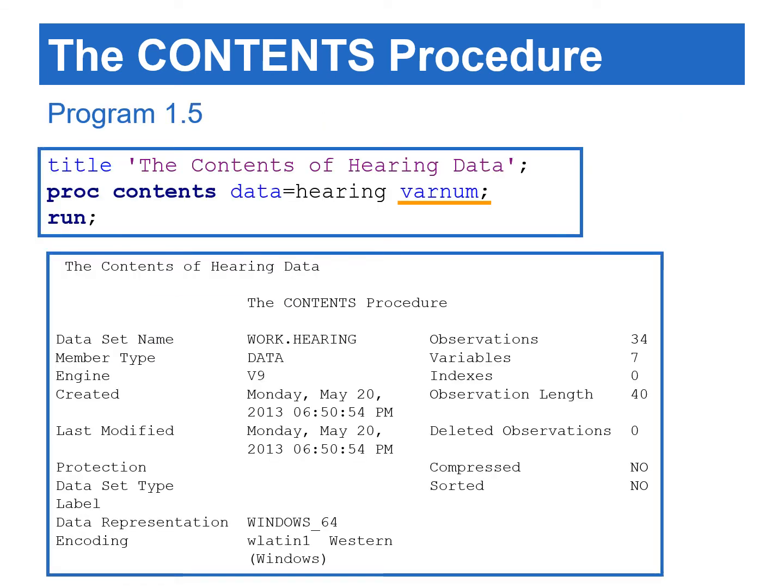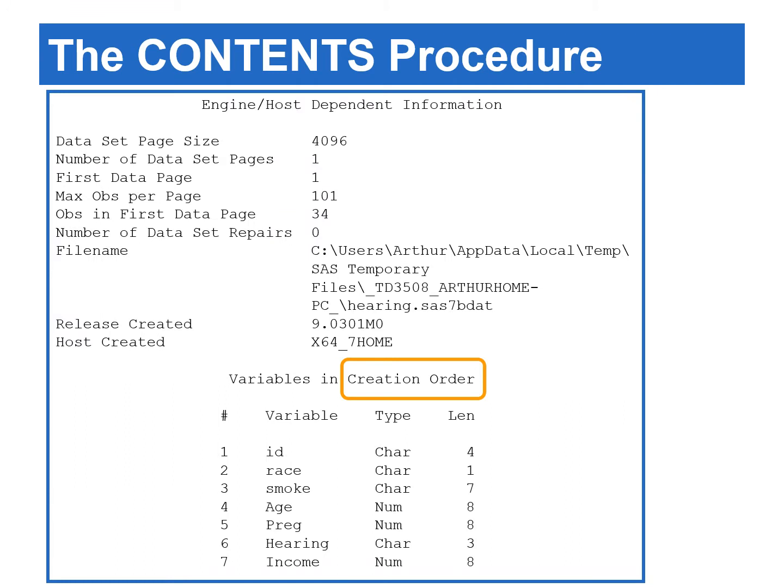This program uses PROC CONTENTS to display the descriptor portion of the hearing dataset. The VARNUM option is used in the PROC CONTENTS statement. Since the VARNUM option is used, the variables are listed in the creation order.